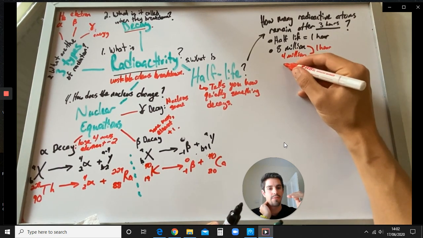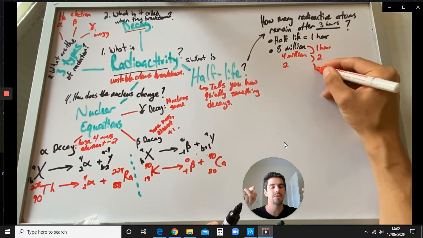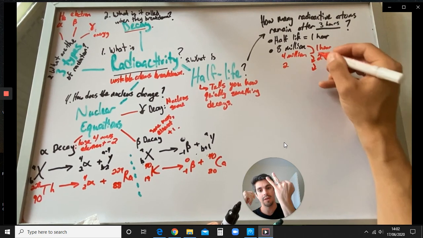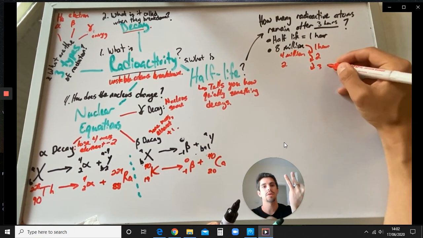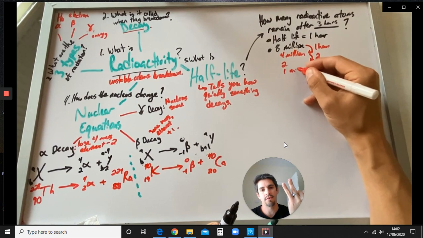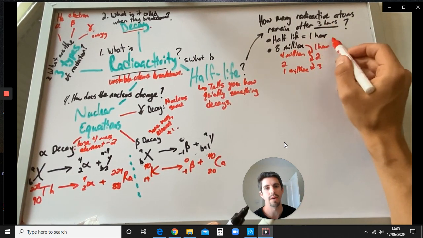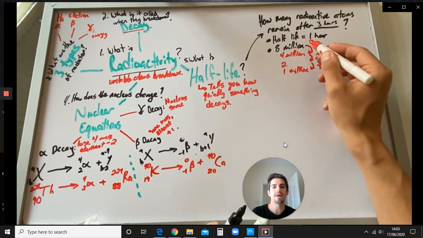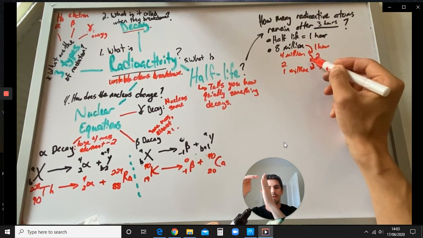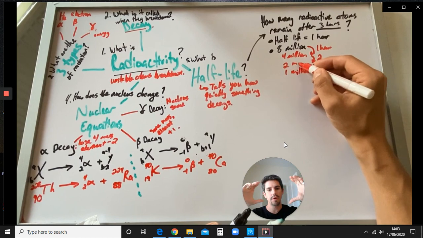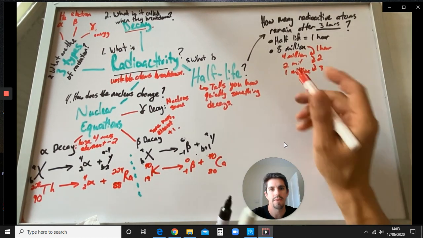So is it going to lose another 4 million in the second hour? That's where a lot of students go wrong. No, it's going to go from 4 million, it's going to lose 2. So it's going to go down to 2 million after the second hour. After the third hour, it's going to lose another half. It's going to go down to 1 million. So a question like this, they tell you how much you started with, they tell you how much time has passed, you have to work out how many are left after that amount of time.